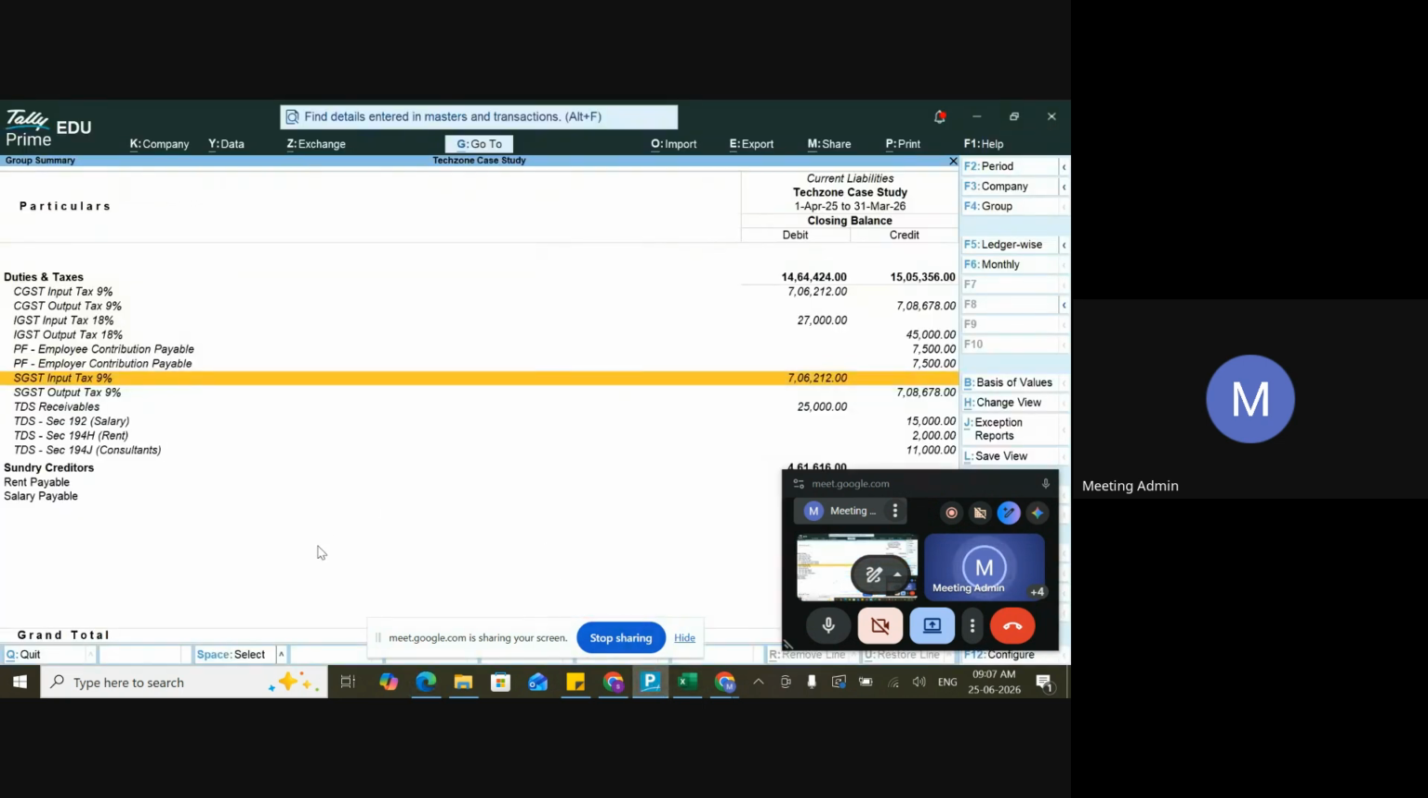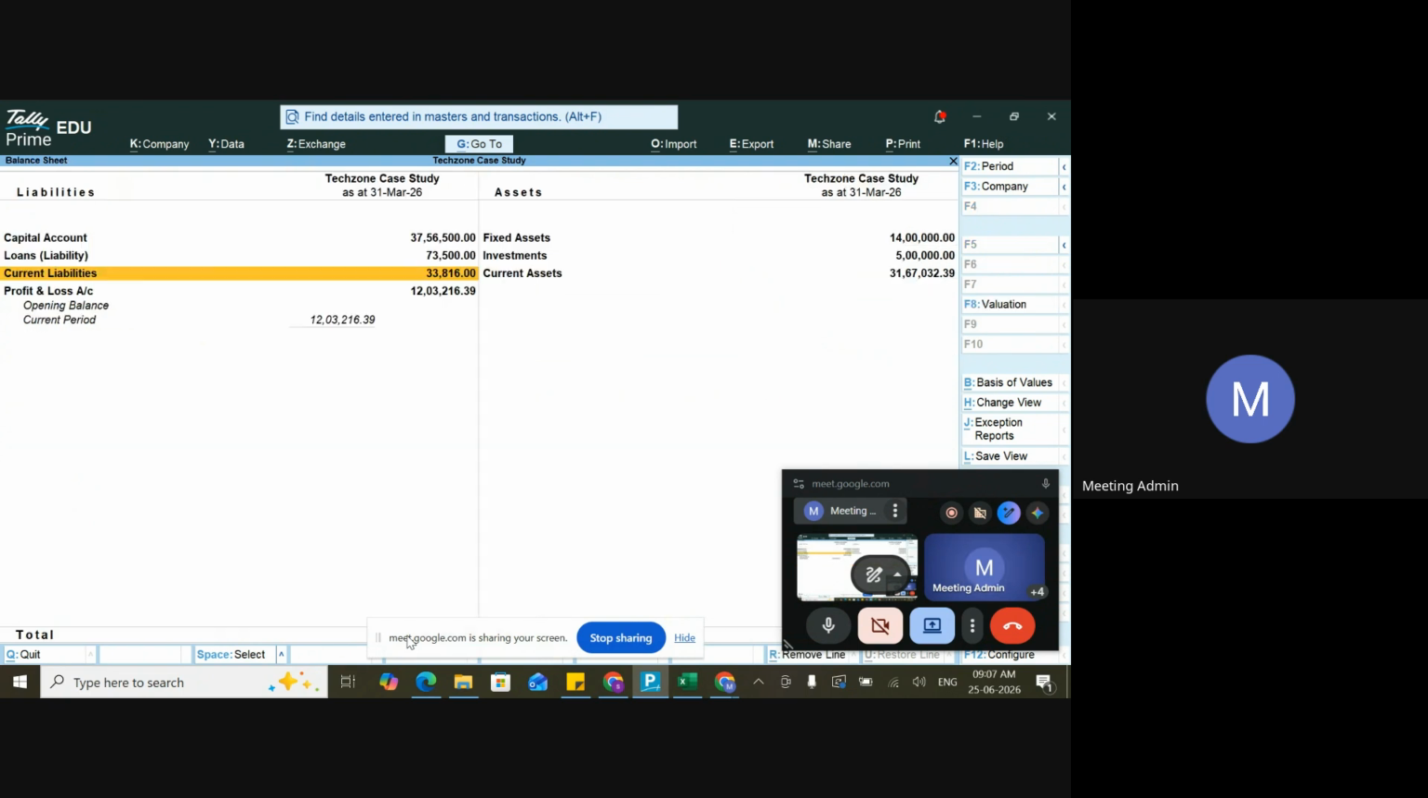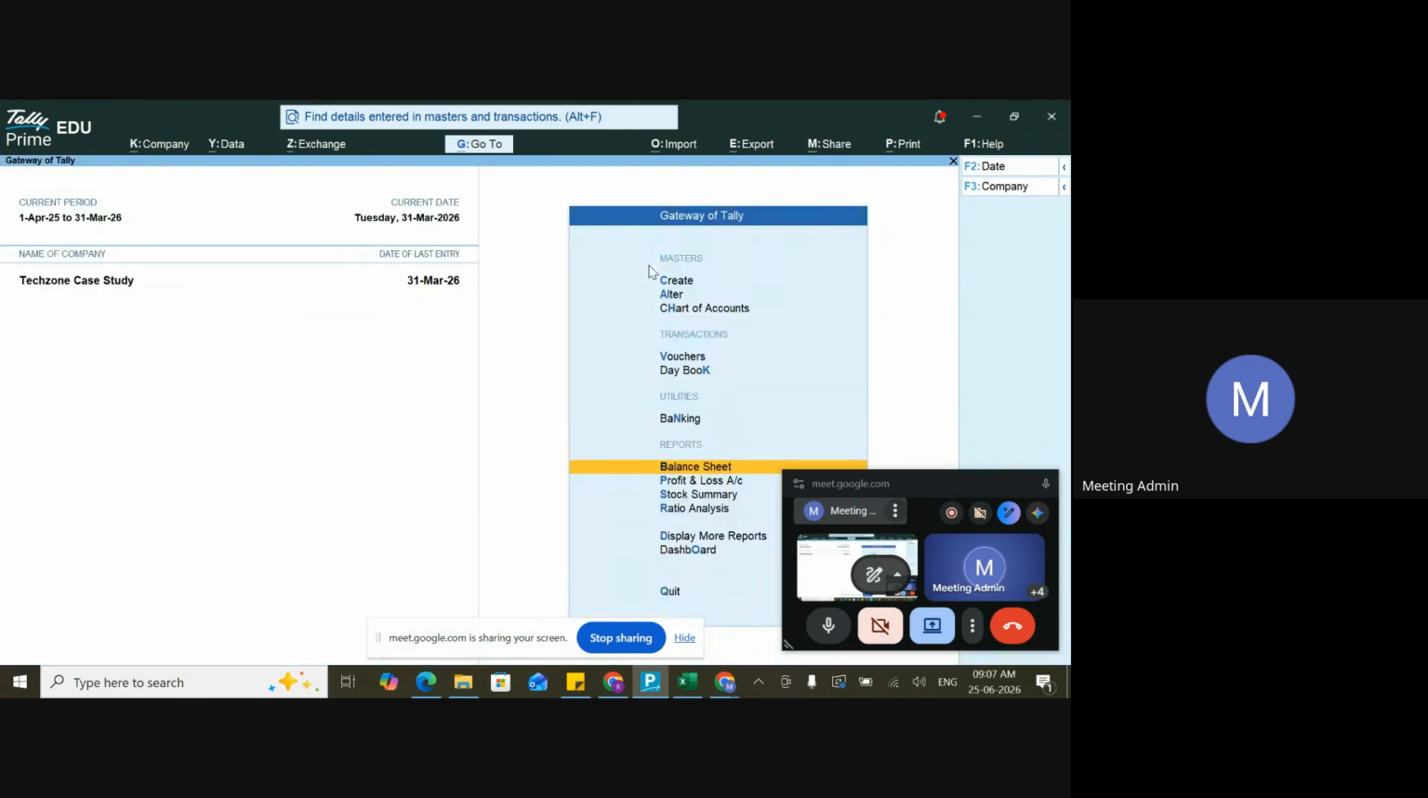I took Tech Zone only, but I made this Tech Zone for myself. Not the Tech Zone Private Limited that I daily taught you, not that. I did it for myself for a set of entries. Because what I taught you was only for two or three, right? Only one or two, because I gave you the assignment, right? So here also I did a separate thing, a case study. Here I recorded all the transactions, not all, only three months till yesterday.